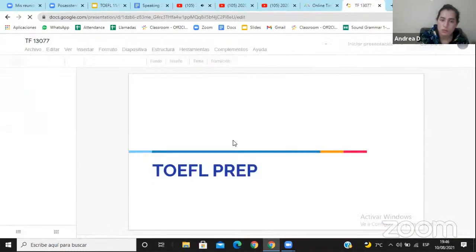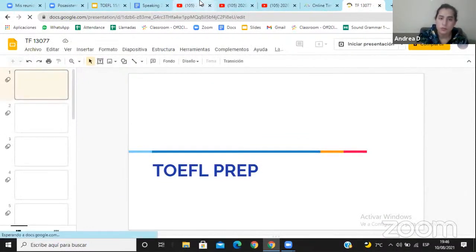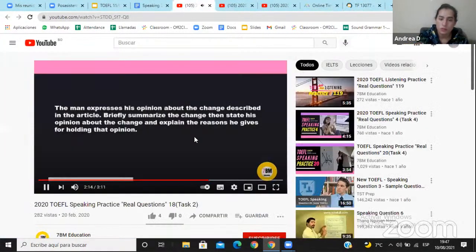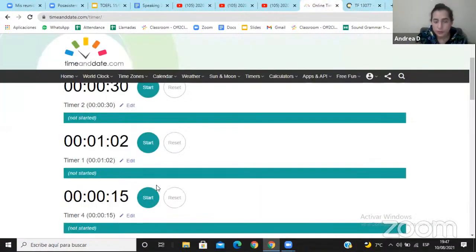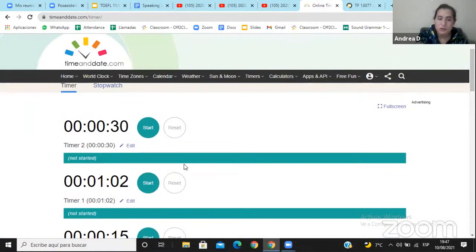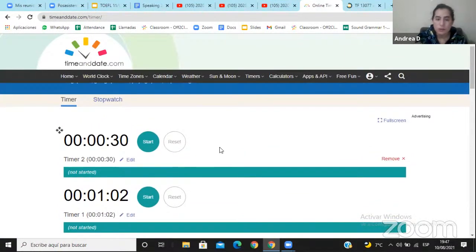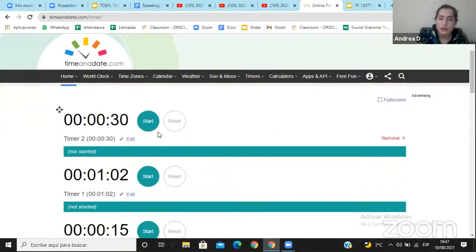The man expresses his opinion about the change described in the article. Briefly summarize the change, then state his opinion about the change, and explain the reasons he gives for holding that opinion. Okay, guys. So now I will give you all 30 seconds to prepare your response. Maybe take a look at your notes, organize your thoughts, and use this time to prepare. So here goes.